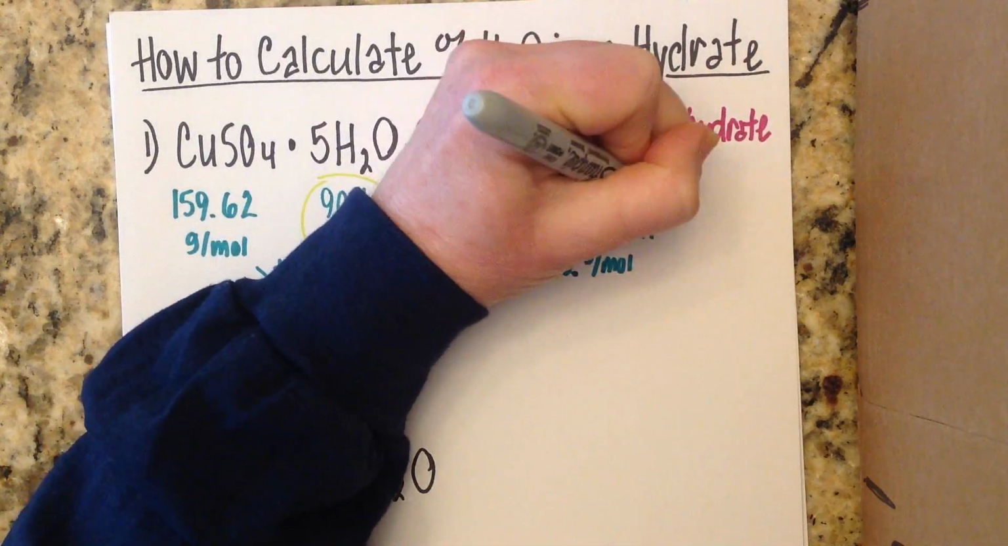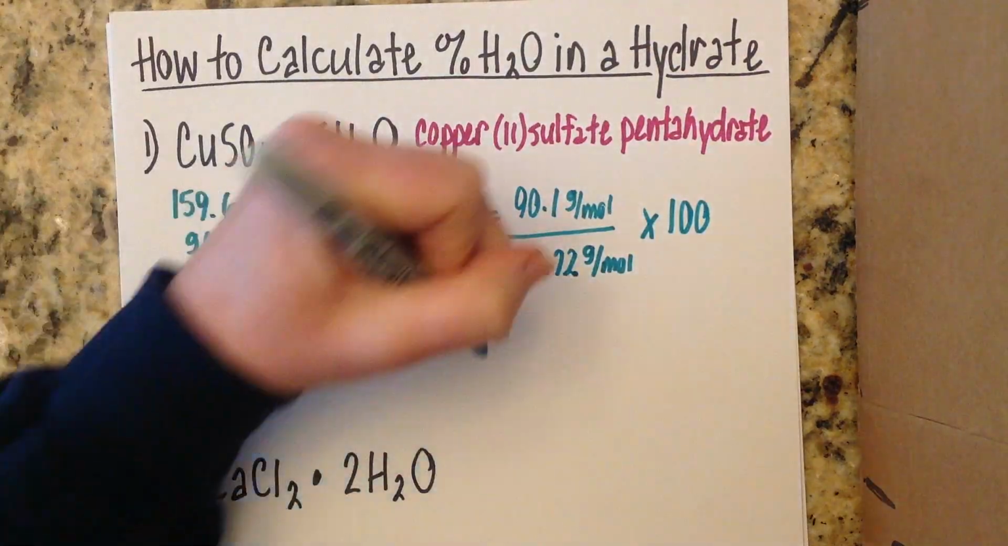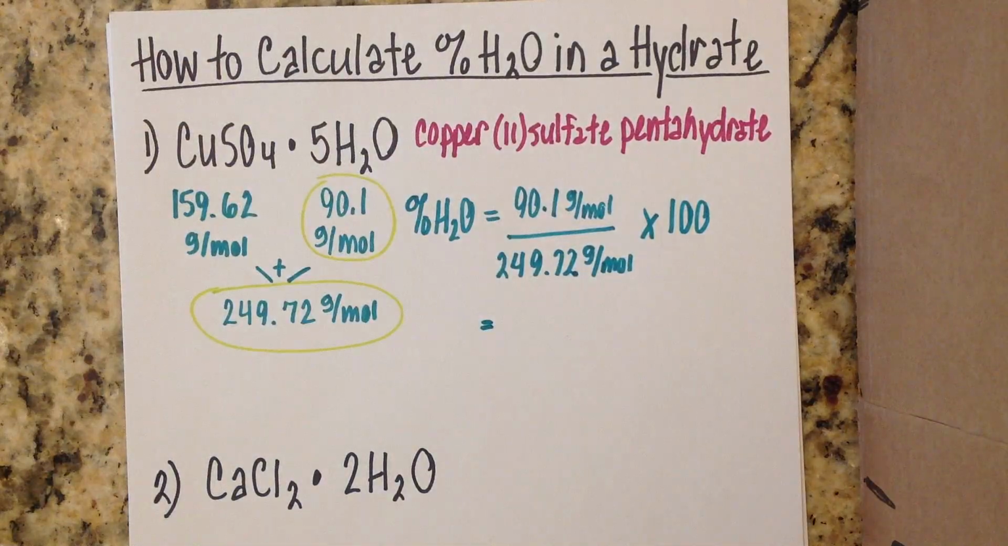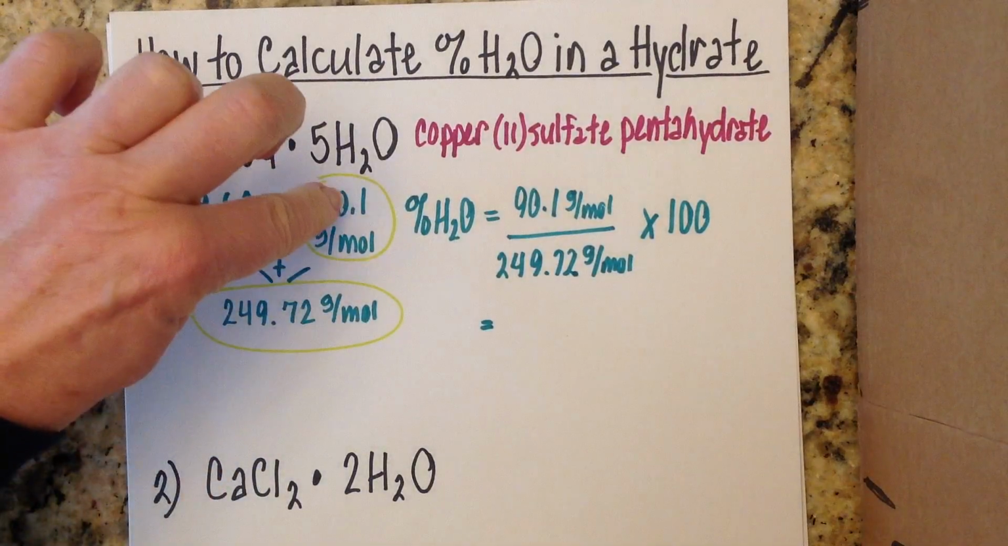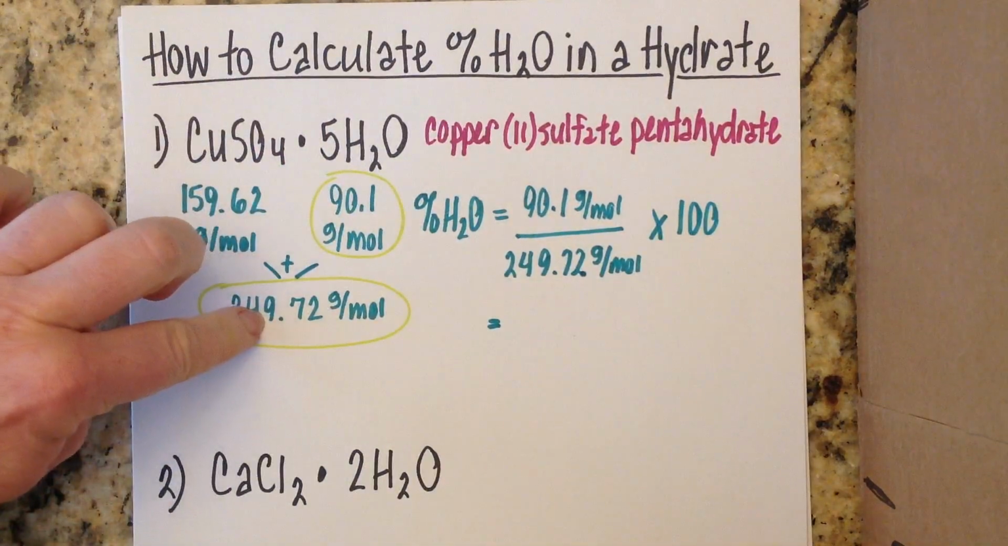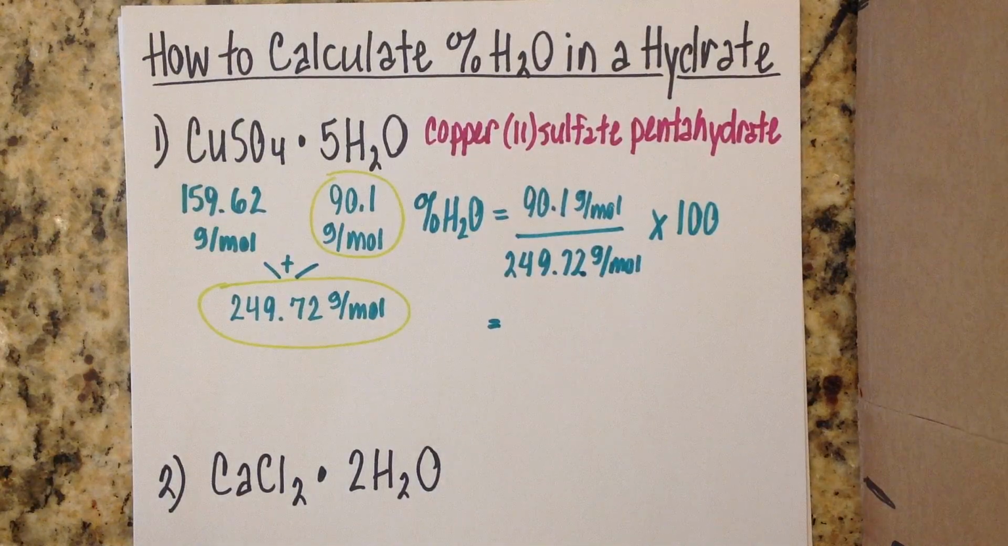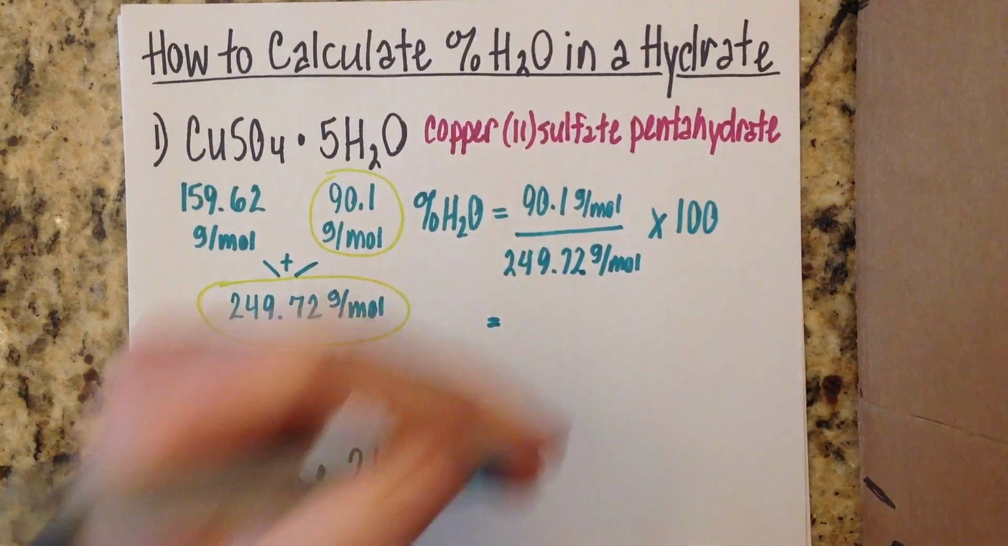You're going to multiply that by 100, and that just gets it into a percentage. Some of you could do that in your head, but I want all the details here. So literally all you do, once you've set this up, is divide the mass of the water by the mass of the whole thing times 100, and you are done. We're just going to round to a whole number here. So 90.1 divided by 249.72 times 100 is approximately 36% water.